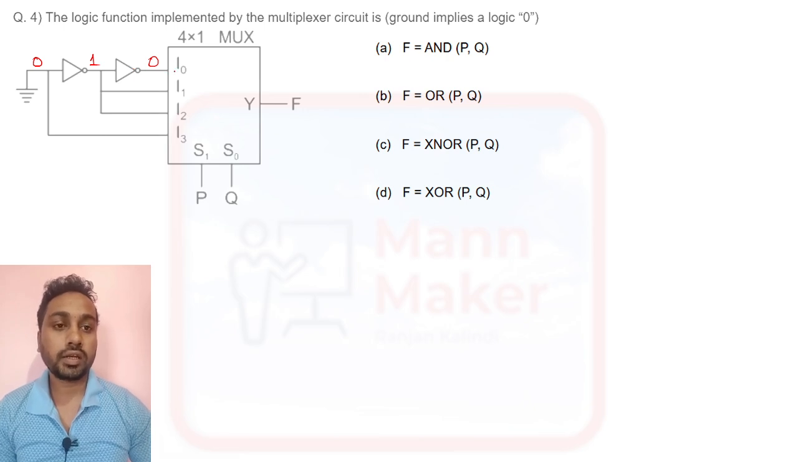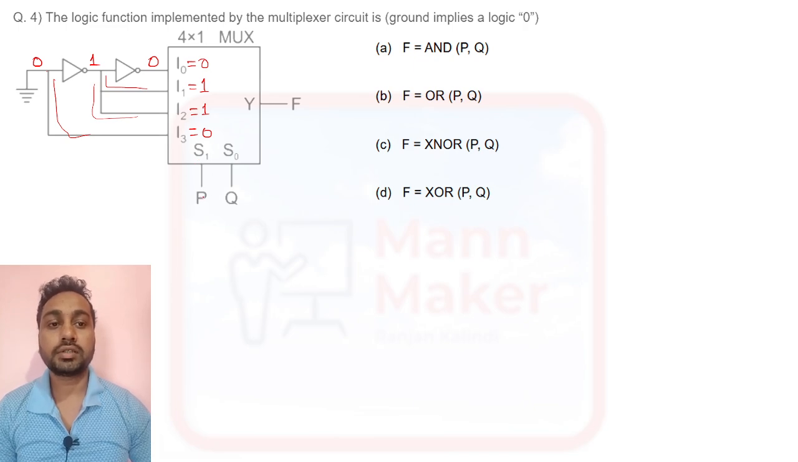Now from here we can write I0 is equal to what? This is 0. Then I1 is coming like this, so I1 is 1 only. I2 is also coming like this, so it is 1. And I3 we have from here, so this is 0. Okay, we got the values of I0, I1, I2 and I3.